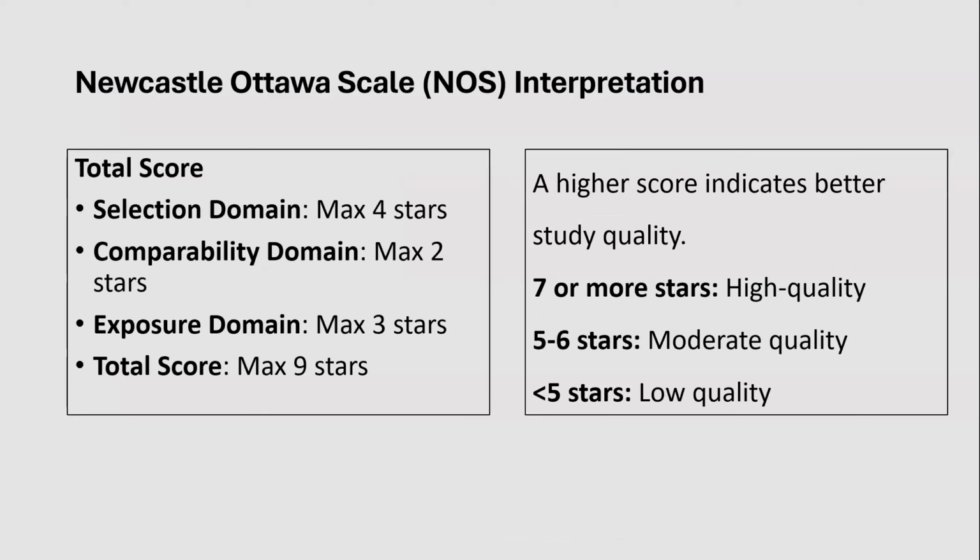So the selection domain mainly depends on the maximum of stars. In the selection domain, you can give a maximum of 4 stars. In the comparability domain, you can give a maximum of 2 stars. In the exposure domain, a maximum of 3 stars, and the total score is a maximum of 9 stars. A higher score indicates better study quality. With 7 or more stars, you can say it is of good quality. 5 to 6, moderate quality, and less than 5 stars, low quality.